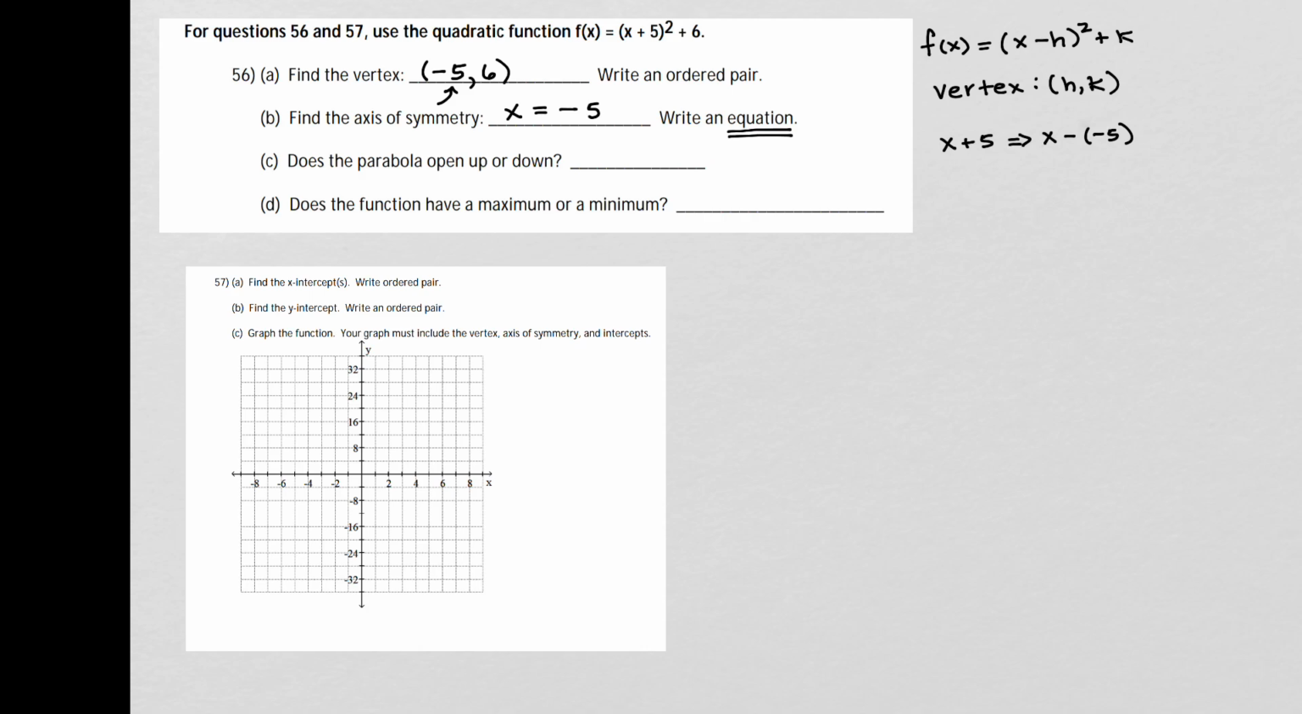Does this parabola open up or down? Well, the coefficient of the x squared term is going to be a positive 1, so it's going to open up. And if it opens up, that means the graph is going to look roughly like this, and that means we're going to have a minimum point.